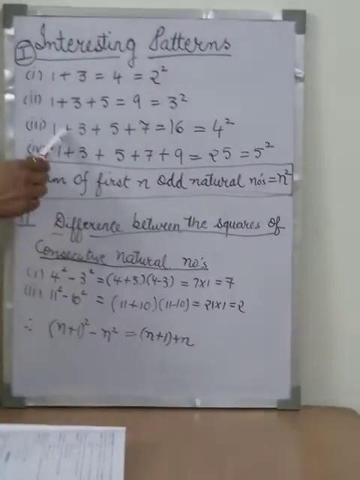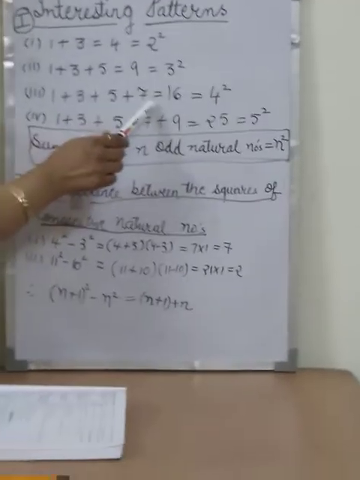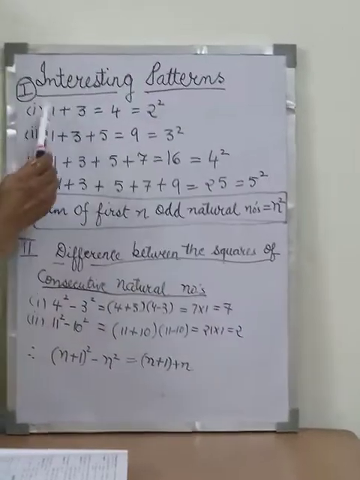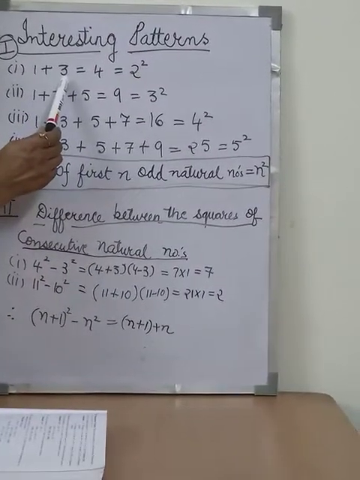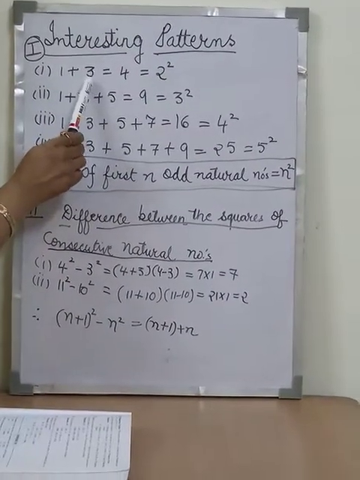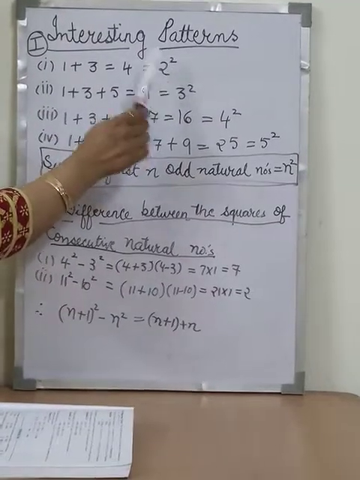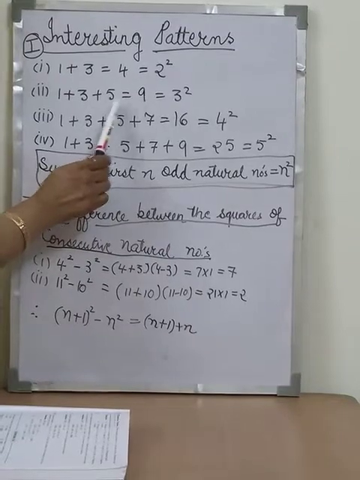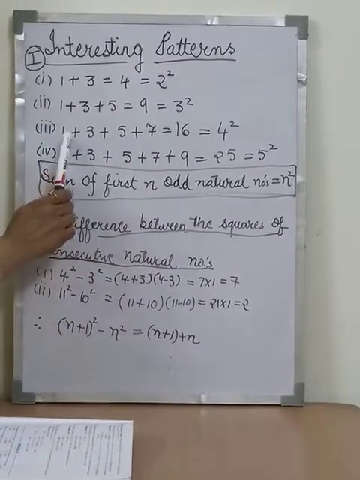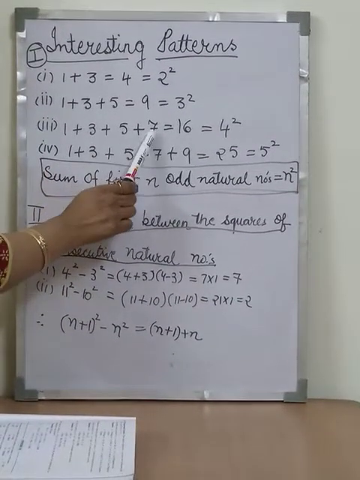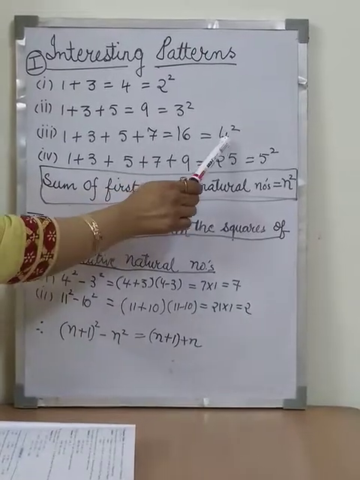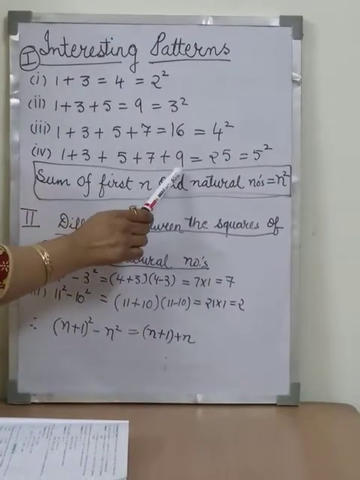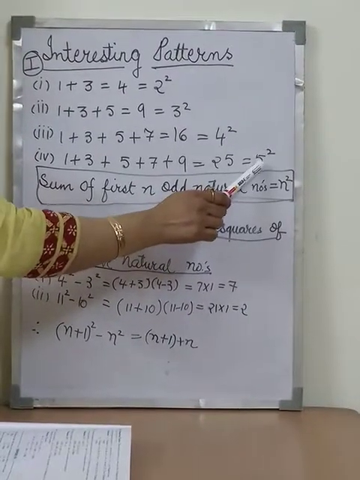If I take the first 4 odd natural numbers, the sum becomes 16. That is 4 squared. So if we take the first 2 odd numbers, the sum is 2 squared. If we take the first 3 odd numbers, the sum is 3 squared. If we take the first 4 odd numbers, the sum is 4 squared. If we take the first 5 odd numbers, the sum is 5 squared.